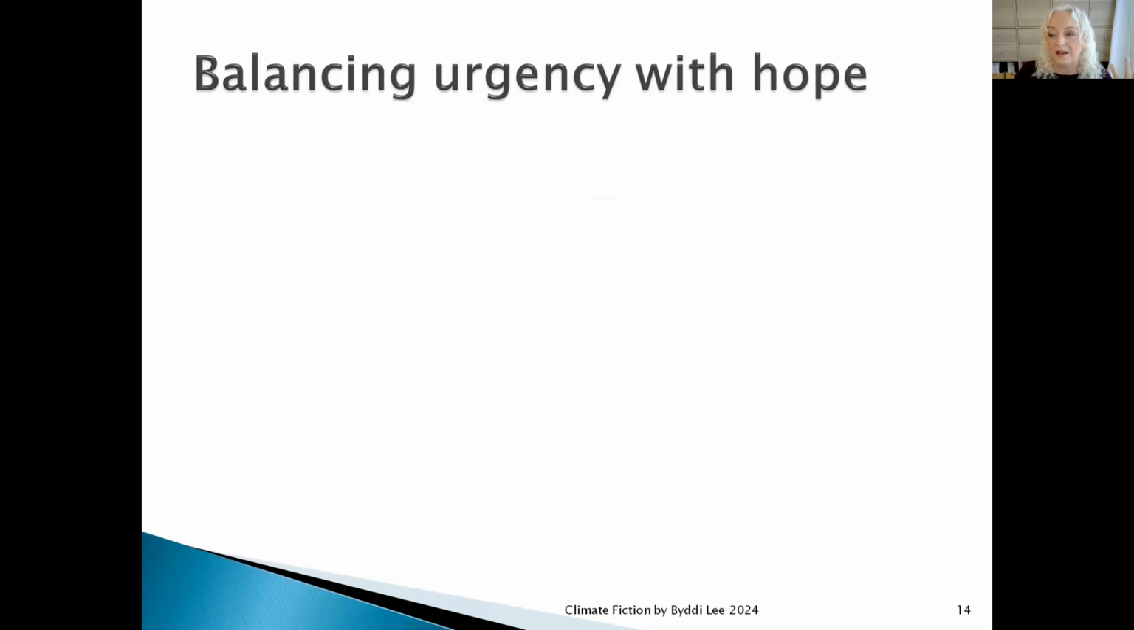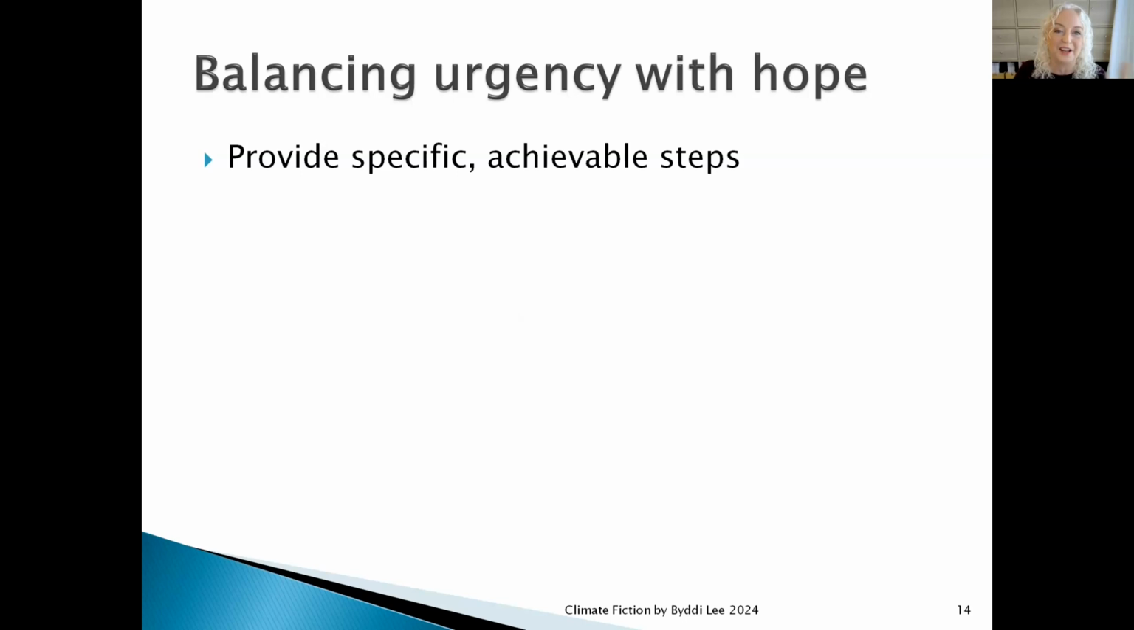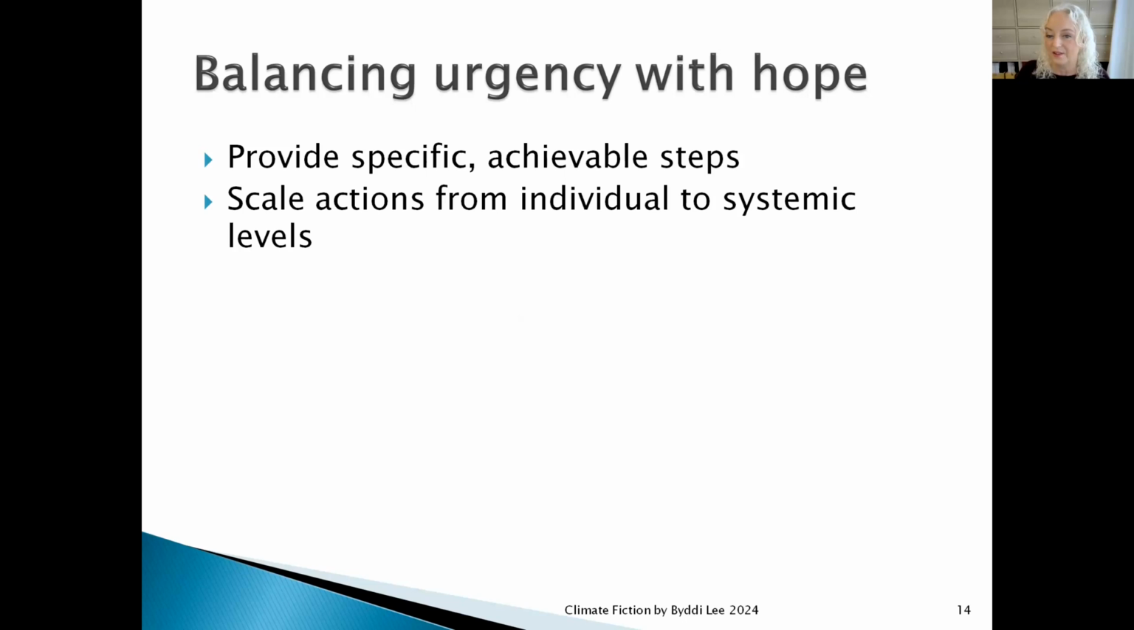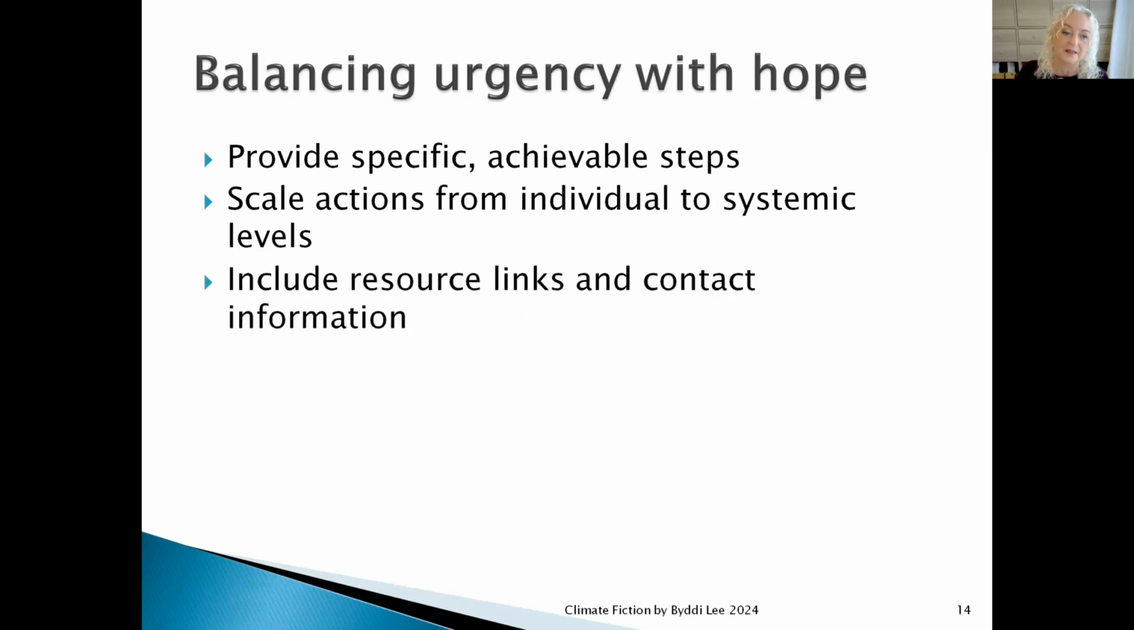So it's really about balancing urgency with hope. So provide specific, achievable steps. I haven't had enough examples to show you that in Barron, but towards the end of Barron, I'm hoping that it's more hopeful and uplifting. And then scale the actions from the individual. This is in general in your climate writing. Scale the actions from individual to systemic levels. Include resource links and contact information.